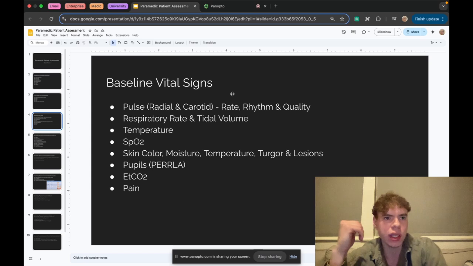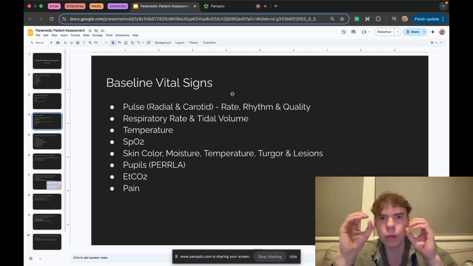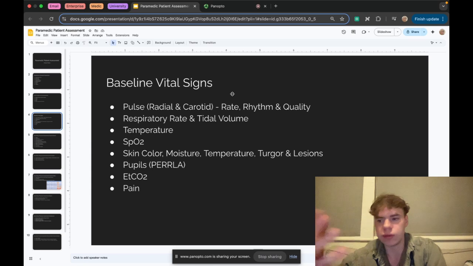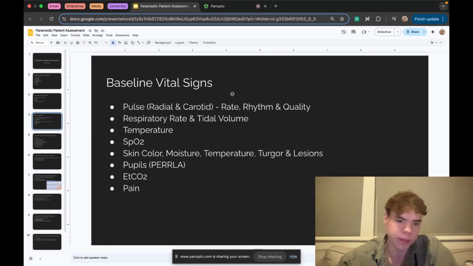So if, say, someone's pupils are unequal, so say one pupil is constricted and one is dilated, then that could be a sign of a stroke or traumatic brain injury. Anything that has to do with dilated and constricted pupils could also be a sign of a drug overdose, depending upon if they're constricted or dilated. It could be an opioid or a narcotic.